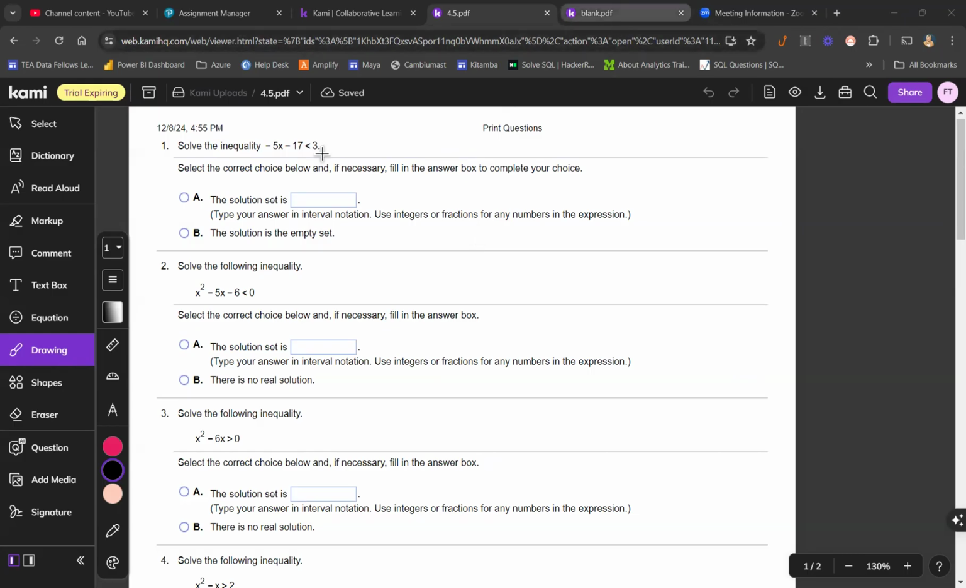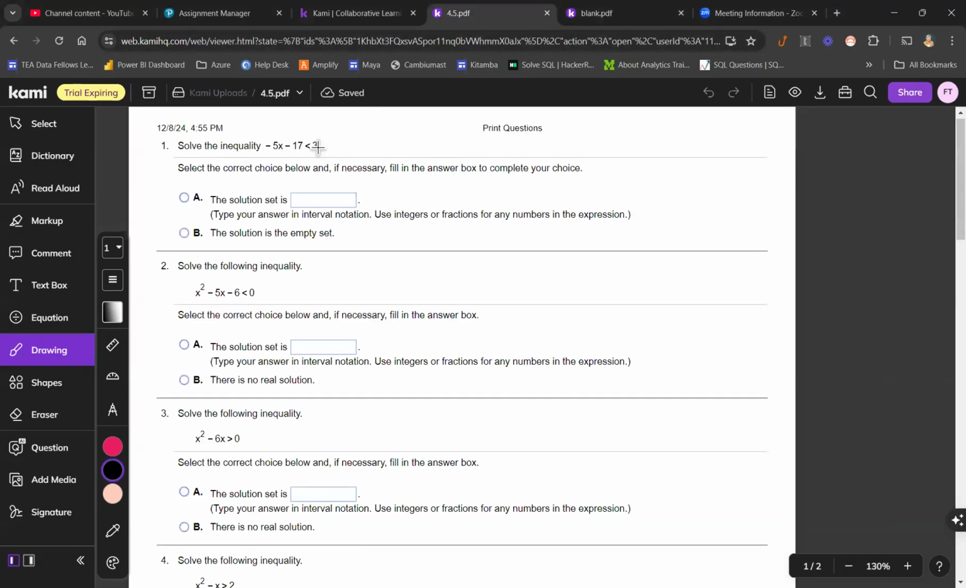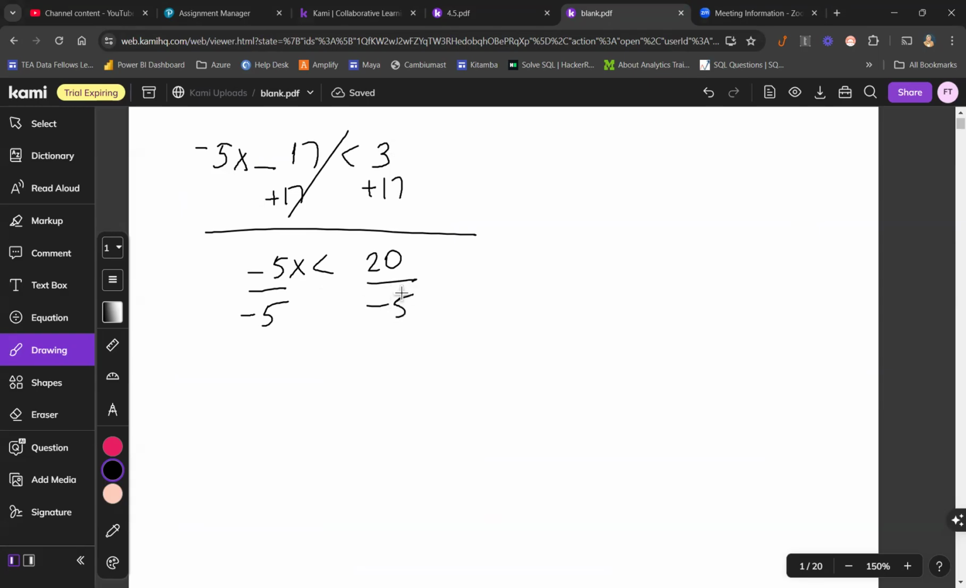So we're going to solve negative 5x minus 17 is less than 3. So this is not a polynomial inequality. It's a very basic linear inequality. So we will add 17 on both sides. So negative 5x is less than 3 plus 17, which is 20. Divide each side by negative 5.